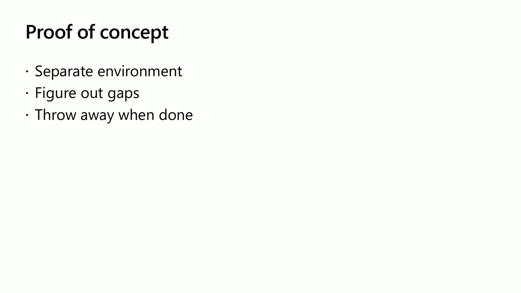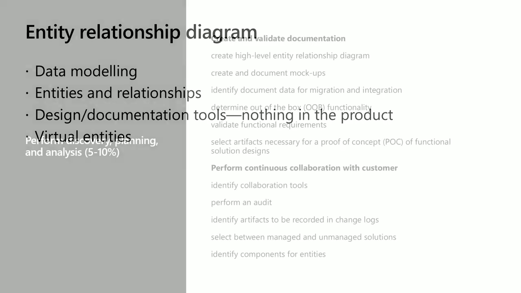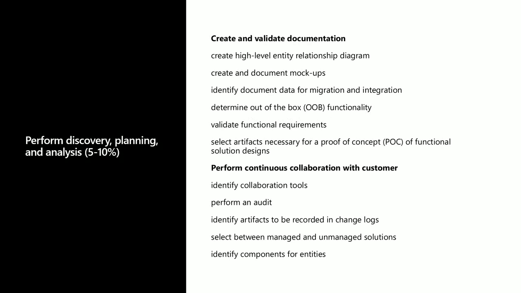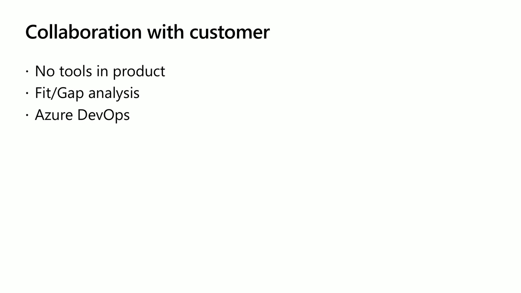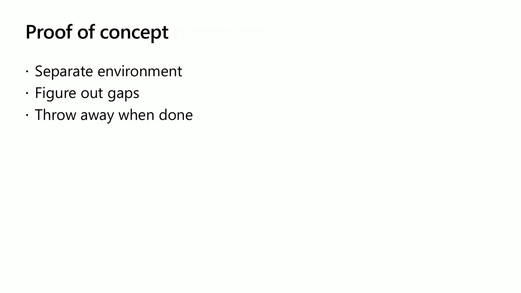So in the objective domain, it mentions doing a proof of concept. If I go back to here, it says proof of concept in there. Select artifacts necessary for a proof of concept. So understand what they mean by that. That's what Microsoft mean: separate environments where we test things out, we throw away when we're done. That's maybe not how you do it. This is Microsoft's perspective of how it's done.